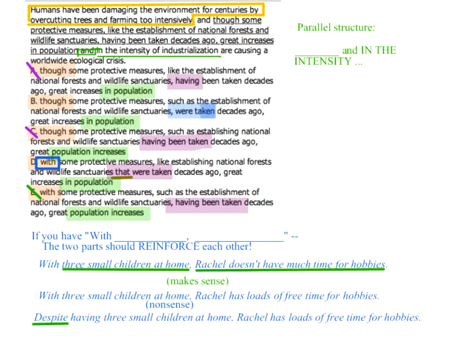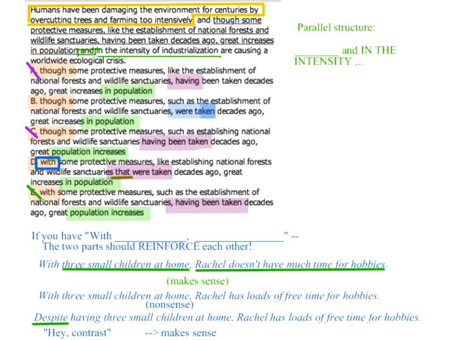Because, oh, look, contrast. So now we have something that is sensible again. So D has this issue. D is like the second sentence here. D is like saying with 3 small children at home, Rachel has loads of free time. It seems to create this idea that having 3 small kids at home gives you free time, which is obviously not true. So D is nonsense in that way.